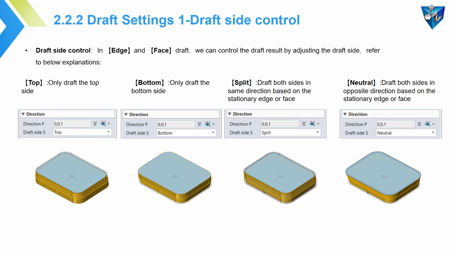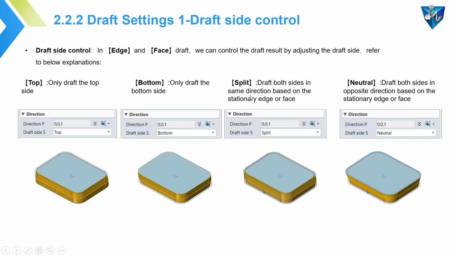And the most important one is about the draft side control. So in the edge and face draft methods, we can control the draft results by adjusting the draft side. For example, we can make it top, which means we only draft the top side, and we will leave alone the bottom side. And the bottom side is the contrary of the top side.